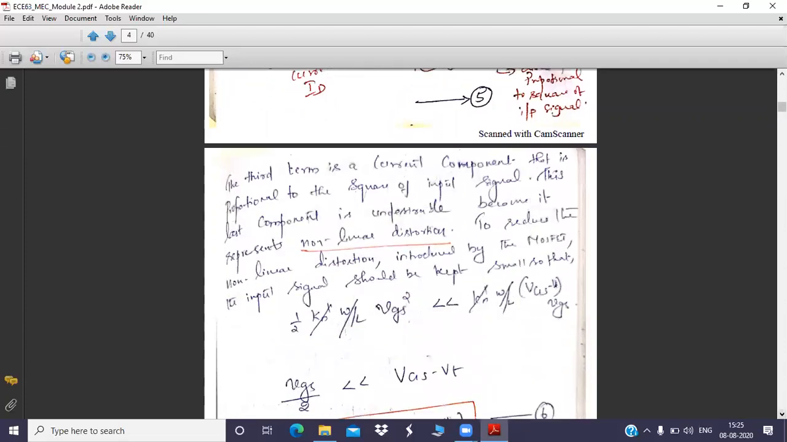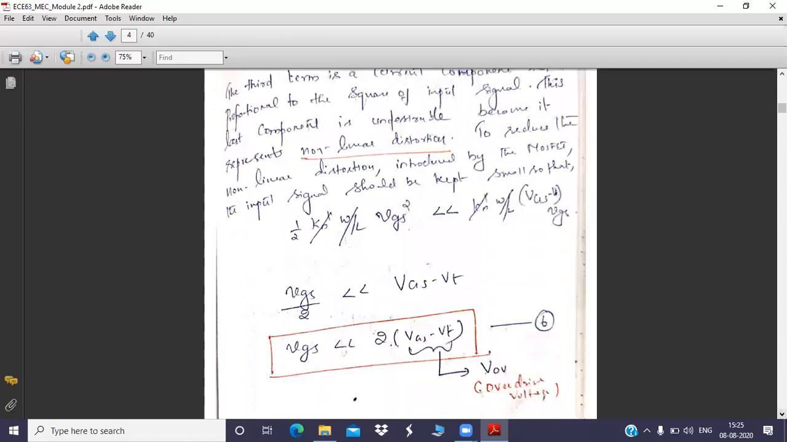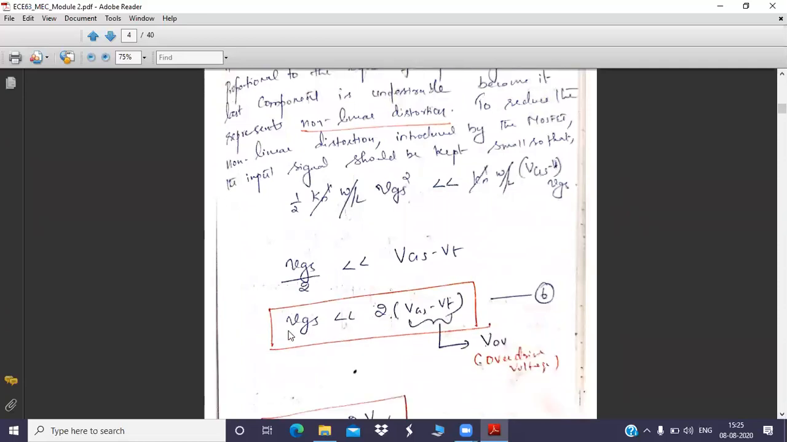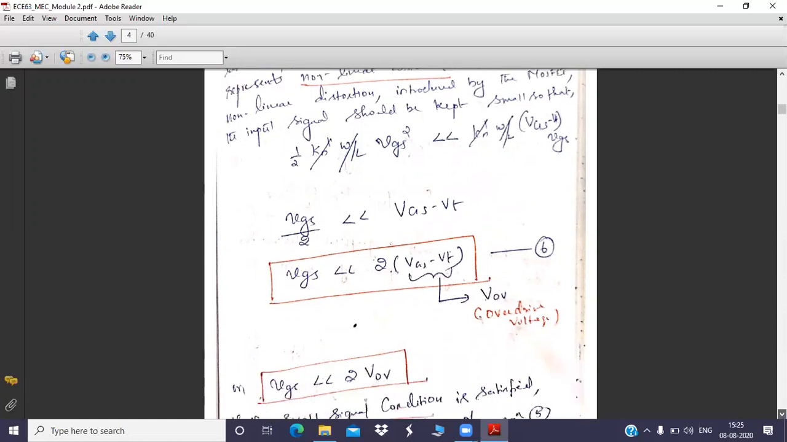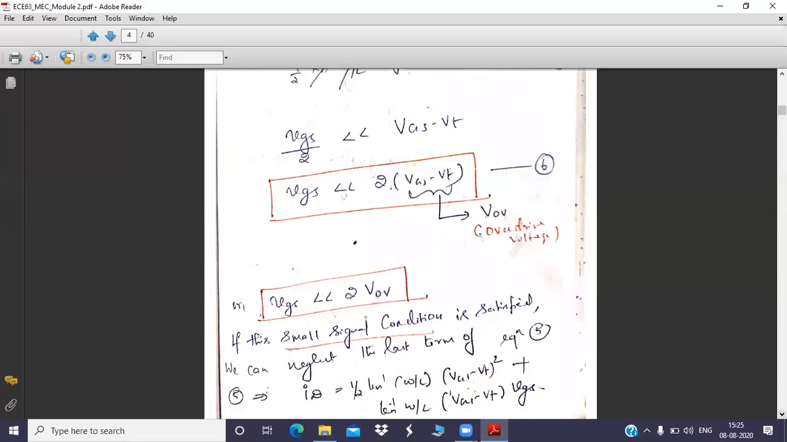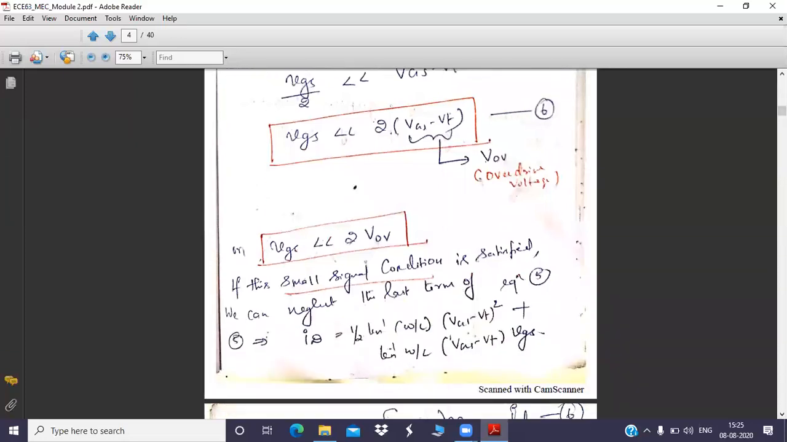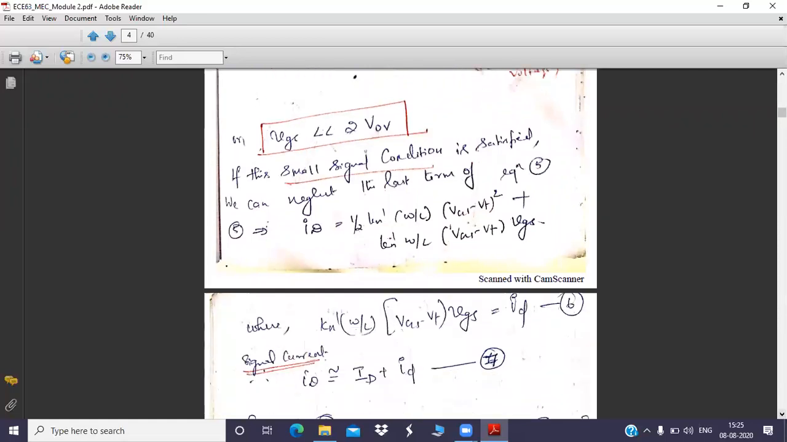And cancel out the common terms, rearrange it properly, then you will get small vgs less than 2 VOV. This condition is to be satisfied for maintaining less distortions so that the third term will vanish and only two terms will be there. After getting two terms, you can say that out of that, the first term is capital ID and the second term is small letter ID. Small letter ID is the AC current, capital ID is the DC current. Sum of this is the signal current.